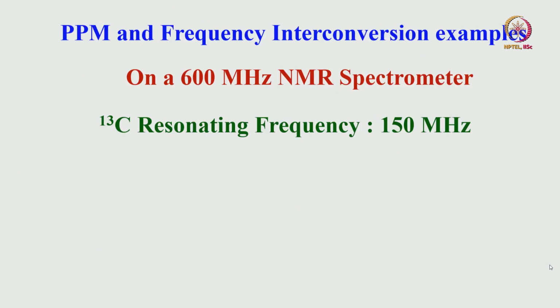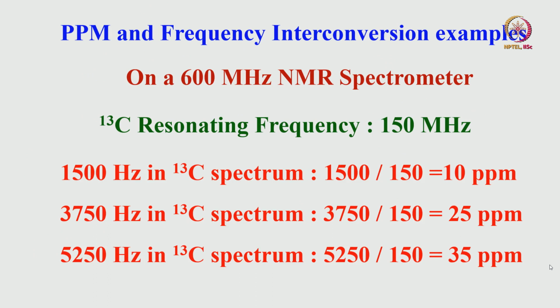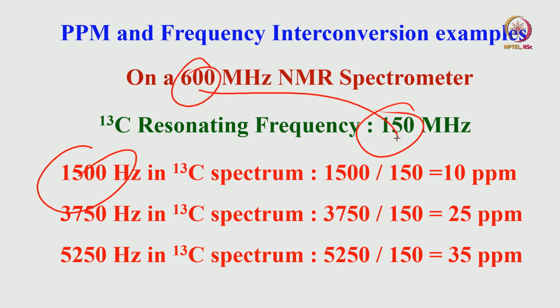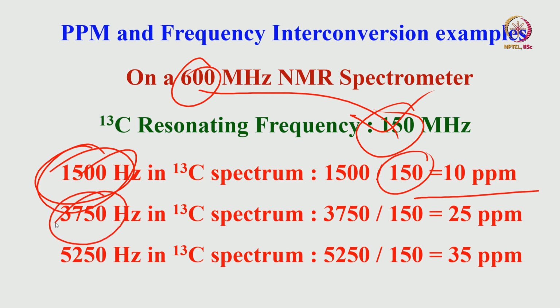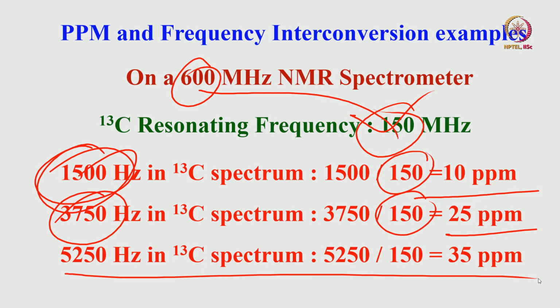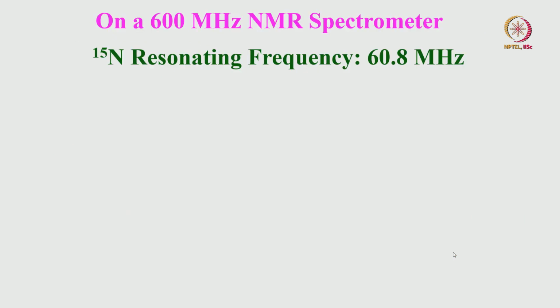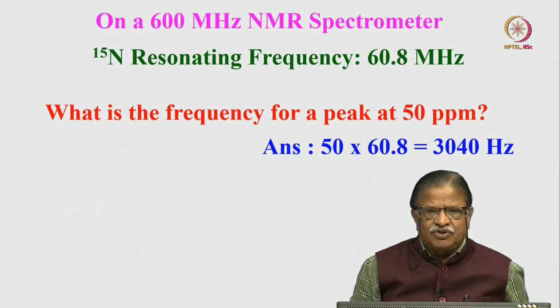If you want to go for the nitrogen 15, exactly the same. Now, for the carbon 13, we convert frequency to ppm. 1500 hertz in carbon 13, what is the ppm value? Remember, on a 600 megahertz spectrometer, carbon 13 resonates at 150. So, when frequency is 1500 divided by 150, you are going to get 10 ppm. Similarly, if I have 3750 hertz, a peak is coming at some value, divided by 150, you get its value in ppm. So, if you know the frequency at which a peak is coming, simply divide by the resonating frequency corresponding to that particular nucleus in that particular spectrometer, then you get the value in ppm.